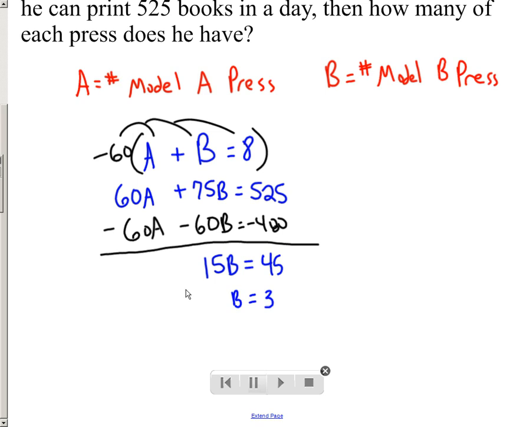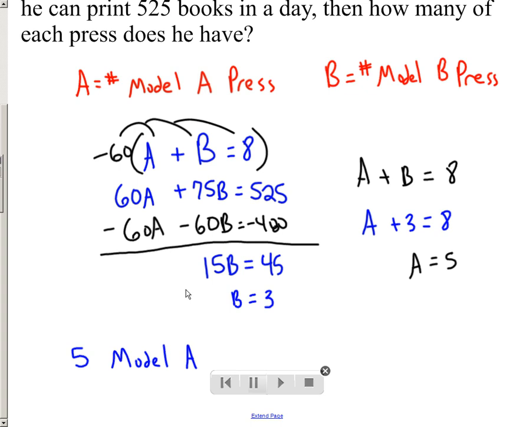Next thing you know, we know that we had 3 printing presses that were Model B type. Go back to the original equation, plug 3 in for the letter B, and hey, it's pretty easy to see that you have 5 Model A printing presses and 3 Model B printing presses.